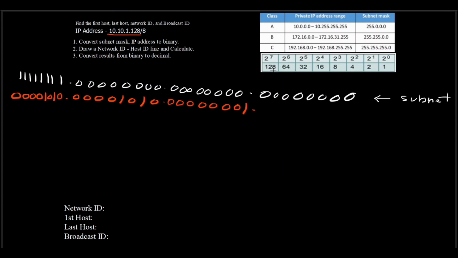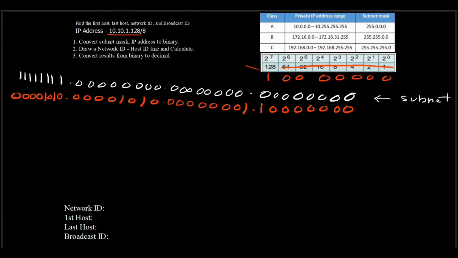128, let's go back and check. So 128 in the chart, yes, I need this one, so replace with 1 in binary. The remaining, no, I don't have any more, so all zeros. So 1 followed by 7 zeros here. 1, 2, 3, 4, 5, 6, 7, right?